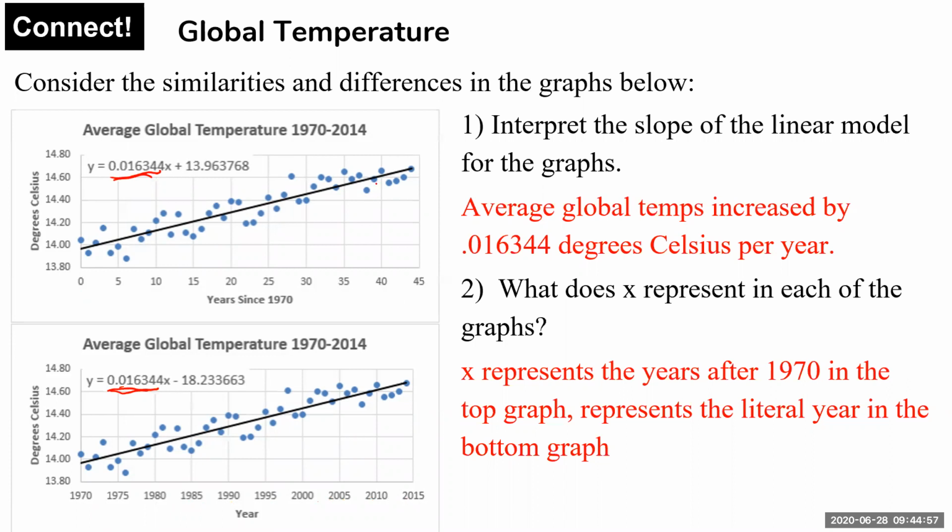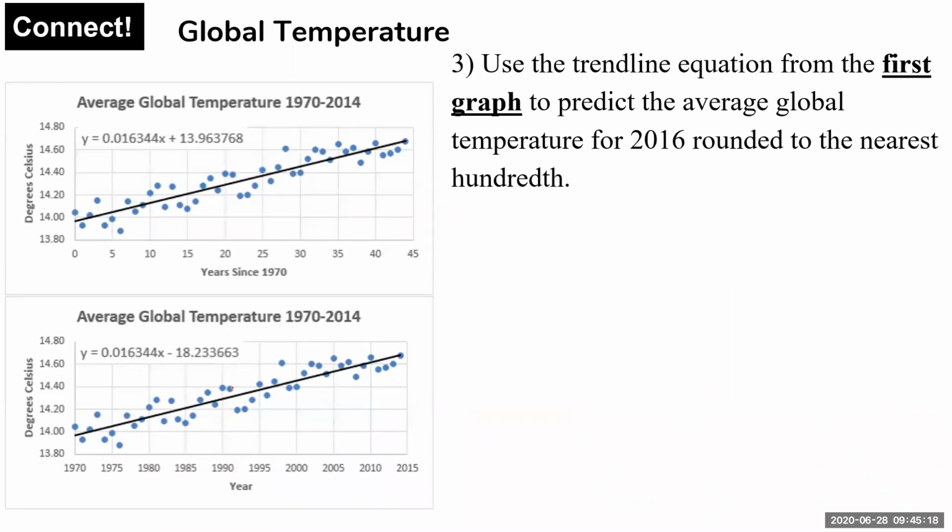So really, there's no difference between these two graphs, though they look different. The difference is that here they use the year difference, and here they use the actual years. And I'll let you know why. If you look at the y-intercept, you realize that they have different y-intercepts, and we will see why that is.